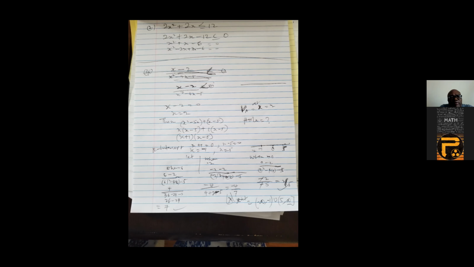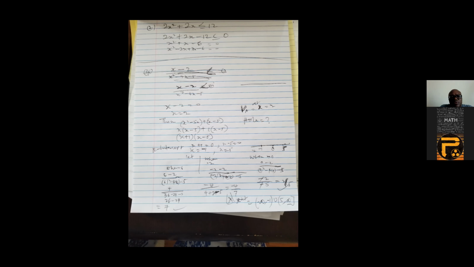Yeah, we have the fraction x minus 2 over x squared minus 4, minus 5, less than 0. Then to find the vertical asymptote, we equate x minus 2 equals 0. Then x will be equal to 2.